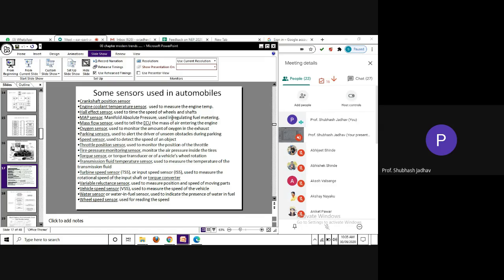Then the manifold absolute pressure sensor. This is generally used in the air intake system, the intake manifold, where the air is coming in. Now what is the use of knowing the pressure in the intake manifold? It will tell us if the pressure is less. If the pressure is less, the density is going to be less. That means there will be less oxygen in the air supplied to the cylinder.